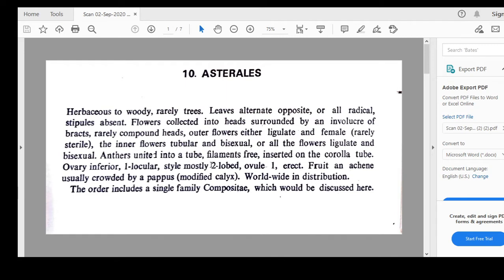Anthers united into a tube, filaments free. This arrangement is called syngenesious, when anther lobes are united into a tube and filaments free, inserted on the corolla tube. Ovary inferior, one locular, style mostly bilobed, ovule 1 erect. Fruit an achene, usually crowned by a pappus, that is modified calyx. Worldwide in distribution.